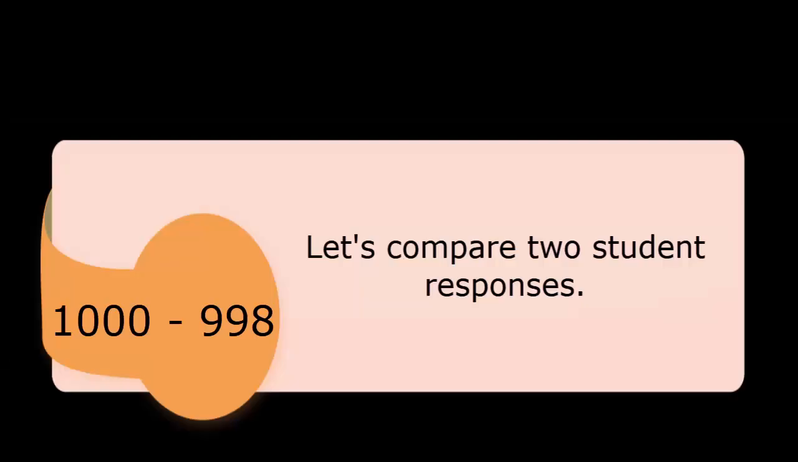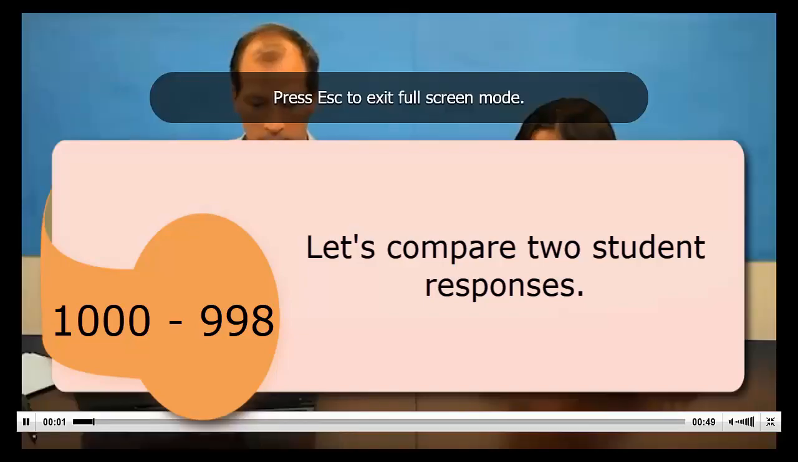Consider, how would you solve 1000 minus 998? Now, let's consider 2 student examples, which help us see the difference between students who memorized a procedure and students who have computational fluency. 1000 minus 998.